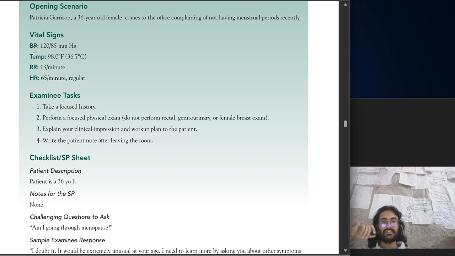Now we took her vital signs. First of all, we took her blood pressure. It came out to be normal, 120 by 85. Temperature is 98 degrees Fahrenheit. Heart rate is 65 beats per minute, and it's regular.